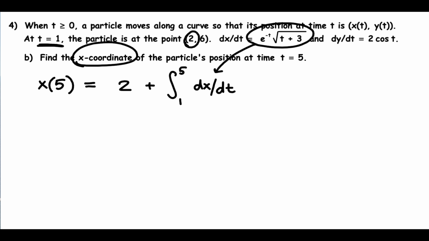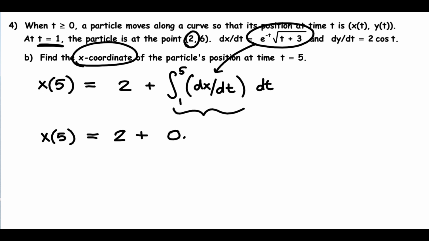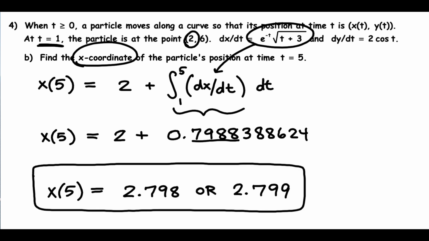You can write dx/dt or you can write it out. It still does have a little dt at the end, a differential. And we'll just see what that is on the calculator. There's no way to integrate it by hand. When you plug this in, you're going to get 0.7988. And obviously adding the 2, you're going to, again, have two answers, either 2.798 or 2.799. All right, we did it. Moving ahead.